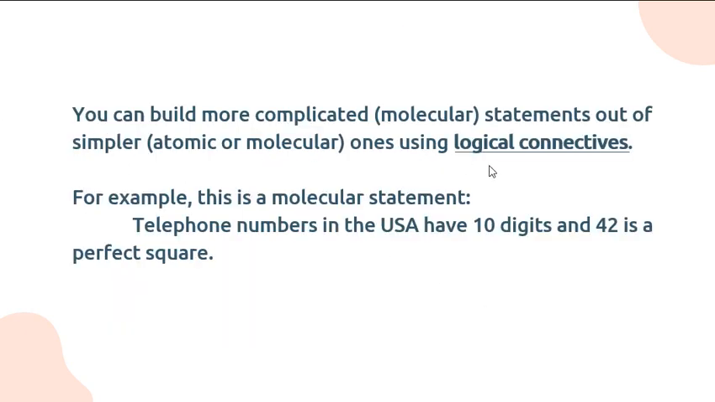So you can actually build more complicated or molecular statements out of simpler atomic ones using logical connectives. For example, this is a molecular statement: telephone numbers in the USA have 10 digits and 42 is a perfect square. It is molecular in a way that we can break this down into smaller statements. The two shorter statements are connected by an "and" word.